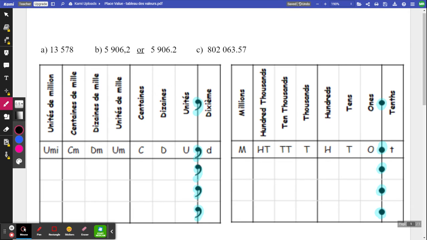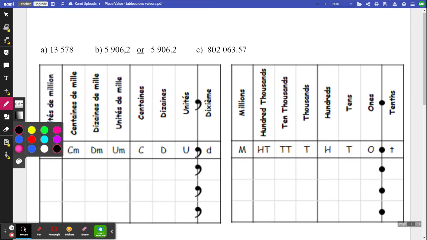All right, so putting these into place value charts. Okay. Ce n'est pas trop difficile. It's really not, it looks a lot more difficult than it is, okay? Donc, la première chose, c'était de trouver le numéro à côté de la virgule, or right beside the decimal. So find the number that goes right beside in that ones place, okay?